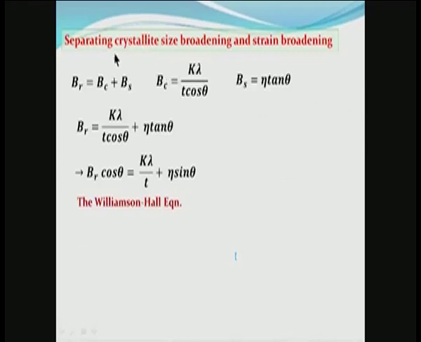Now, how do we actually separate crystallite size broadening from strain broadening? Remember, the total broadening is the sum of crystallite broadening and strain broadening. So, Br is equal to Bc plus Bs, where Bc is equal to k lambda by T cosine theta, and Bs is equal to eta tan theta, as we have seen before. Therefore, Br is given by a sum of these two terms, and you can rewrite it in this form as Br cosine theta is equal to k lambda by T plus eta sin theta. This is known as the Williamson-Hall equation.